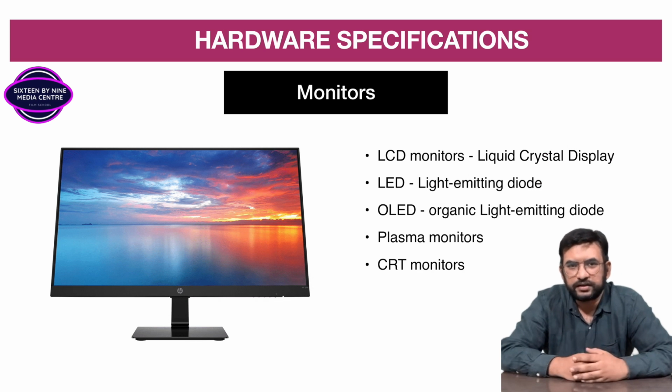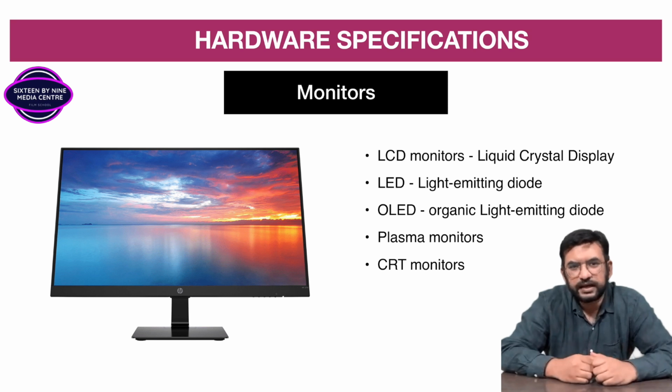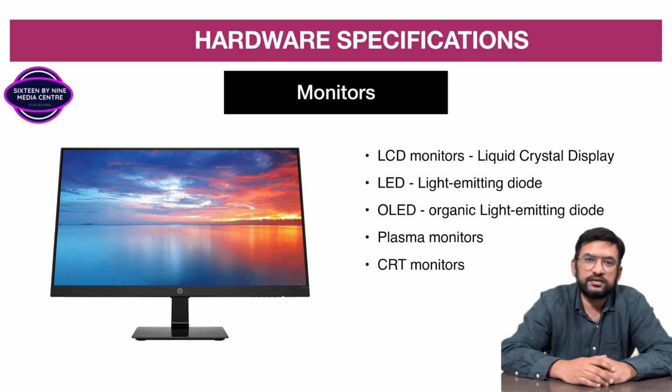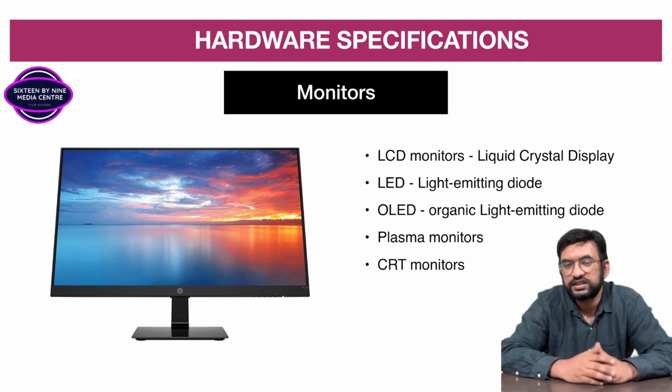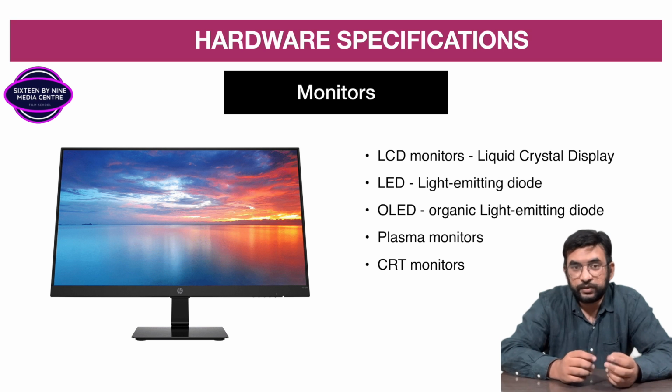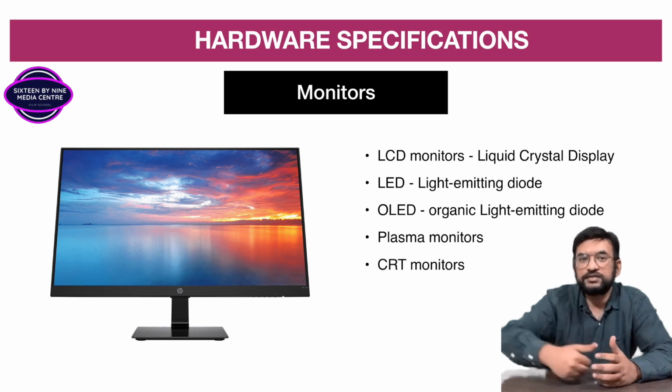Let us come to the monitor now. Now, monitor, there are 5 types of monitor. CRT monitor, LCD monitor, liquid crystal display. LED monitor is light emitting diode. Fourth is OLED, organic light emitting diode monitor. This monitor is made with carbon and organic materials. The screen of it is organic.